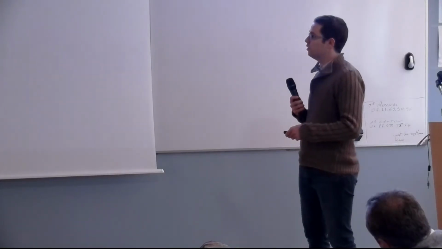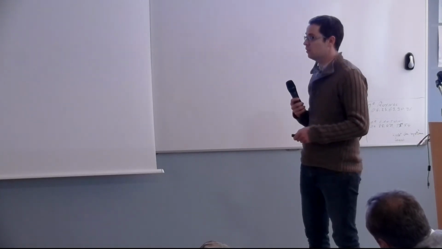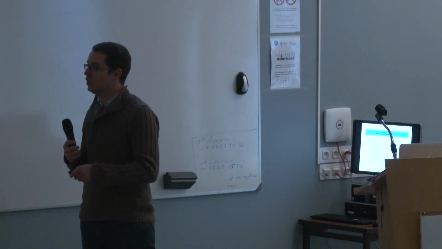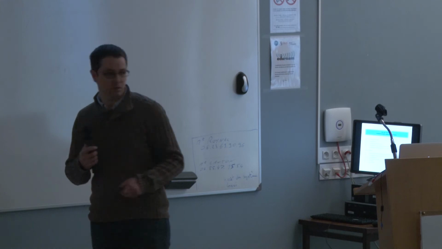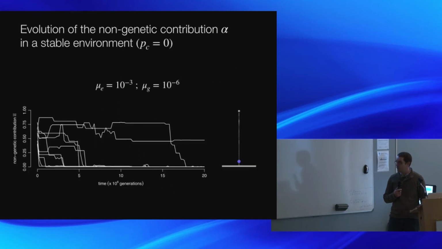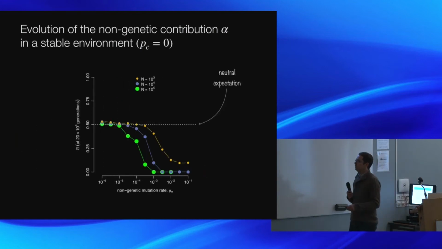It depends on how much selection there is against deleterious mutations. So we have two parameters for that. We have parameter S that I mentioned before, which is the link between the phenotype and fitness, and so we can change that and move this curve. And also we can improve selection by changing the population size. And this is what we've done here. So we have increased population size when we go there. And we see that in larger populations, the switch occurs at lower non-genetic mutation rates.